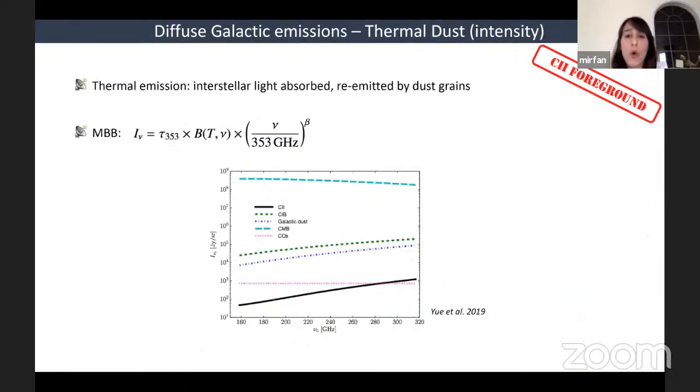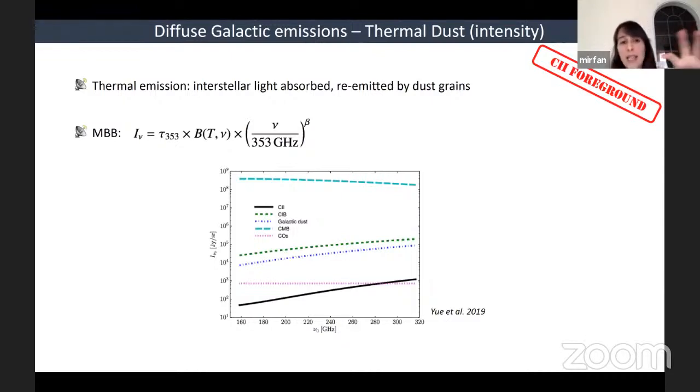And then all the way up at the highest frequencies that I'm going to talk about, so anything over 60 gigahertz up to the Planck HFI maps, essentially, like 857 gigahertz, you have thermal dust emission. So this is interstellar light that is absorbed and re-emitted by dust grains. If you wanted to do a CO intensity mapping experiment, this is one of your foregrounds. You have several foregrounds. This is one of the things you have to worry about.